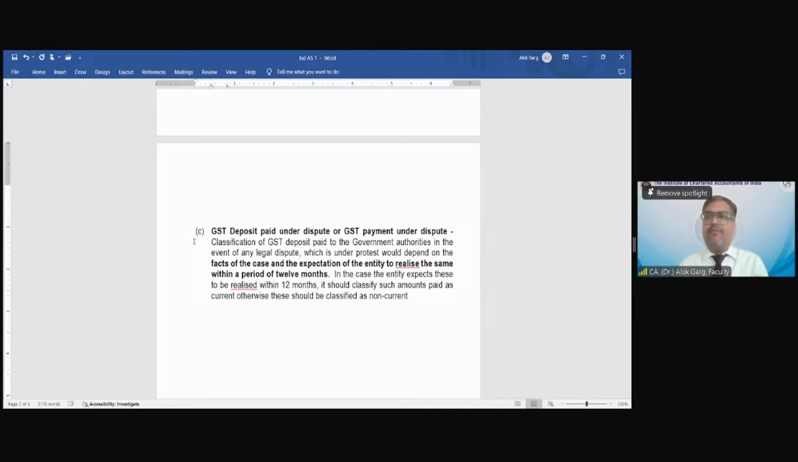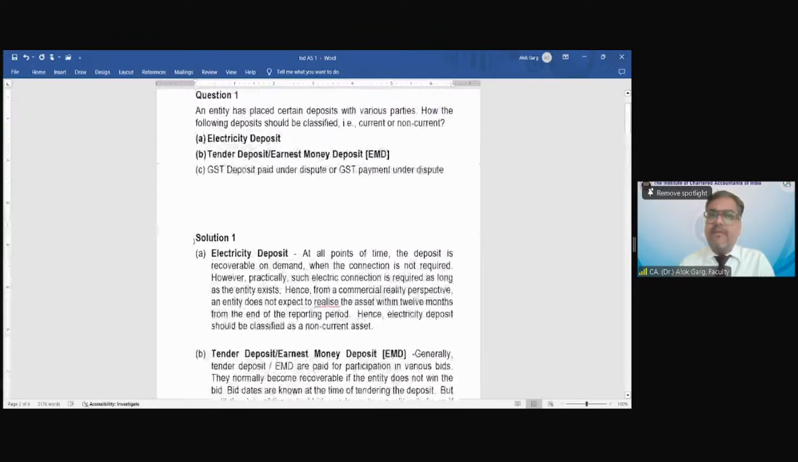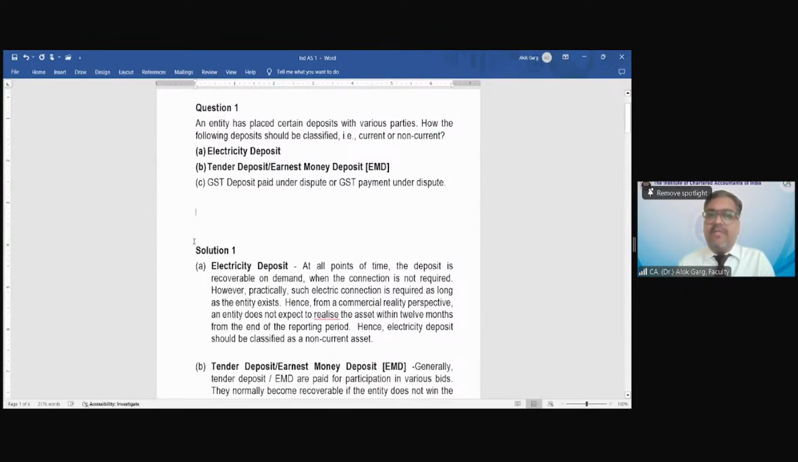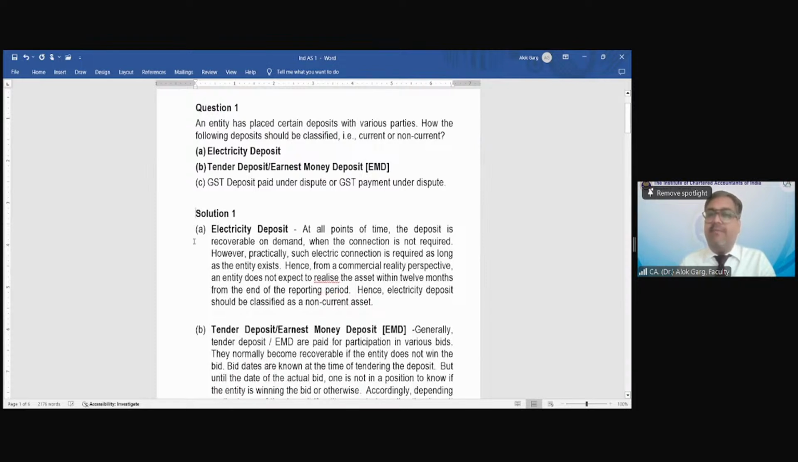So friends, this GST deposit, tender deposit, electricity deposit, we have solved these questions. And in all these three questions, the essence was whether the entity expects to realize the asset within a period of 12 months or not. If the entity expects to realize the asset within a period of 12 months, then it has to be classified as current. Otherwise, it has to be classified as non-current.